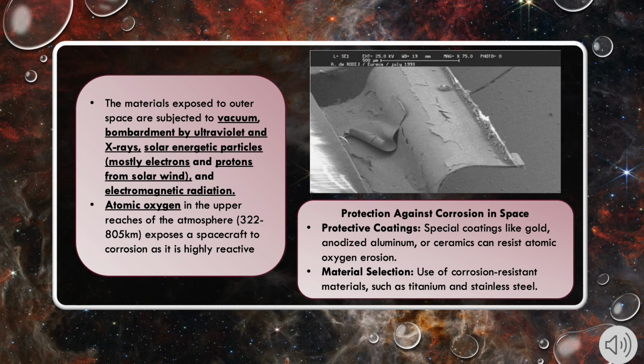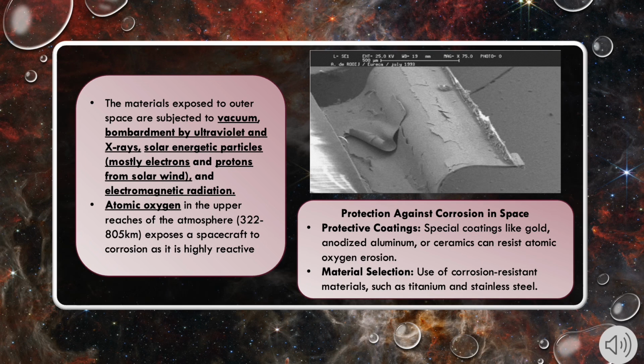Now, let's move to our seventh topic, corrosion in space. You might be wondering, can metal corrode or rust in space? The answer lies in the unique environment of outer space. Unlike on Earth, where corrosion primarily happens due to water and oxygen, space corrosion is influenced by factors like vacuum, bombardment by ultraviolet and X-rays, and energetic particles from solar wind, including electrons and protons.